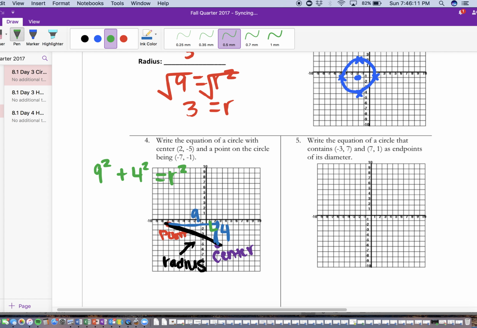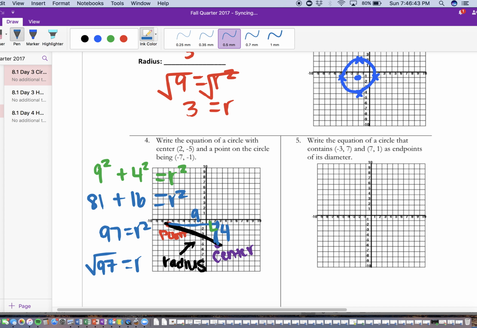Okay, so 9 squared, I'm sorry, 9 squared is 81, and 4 squared is 16. So add these together, that should give me whatever my radius squared is. So that 97 equals the radius squared, and then to get the radius by itself, square root both sides, the radius should be the square root of 97.